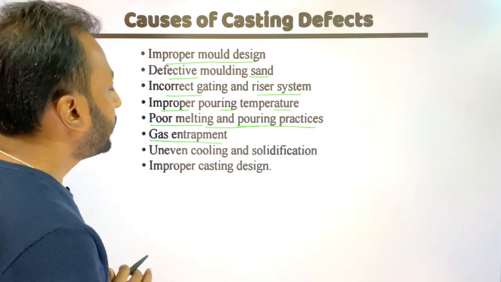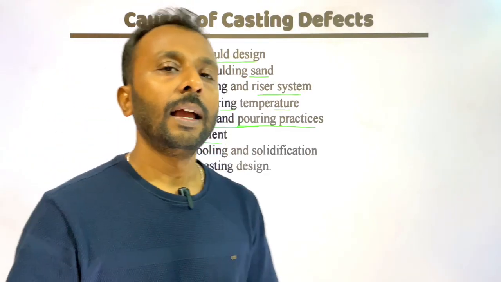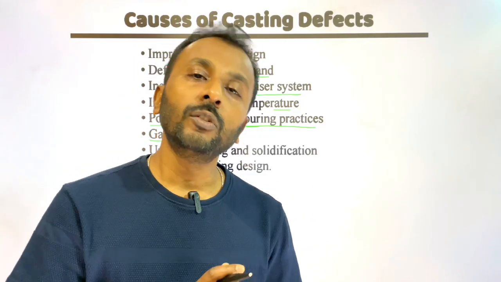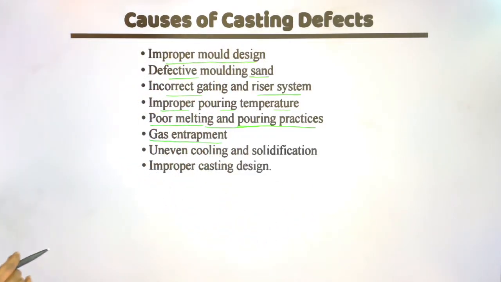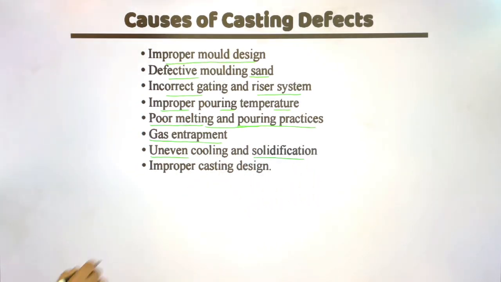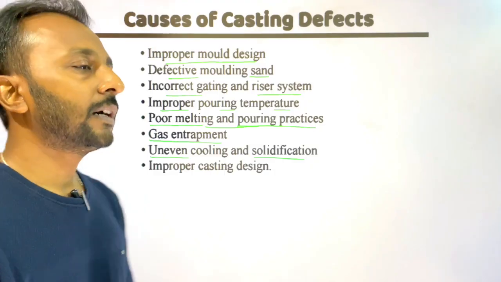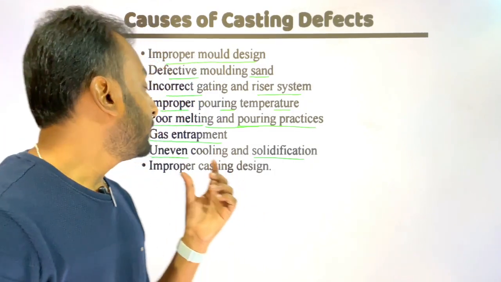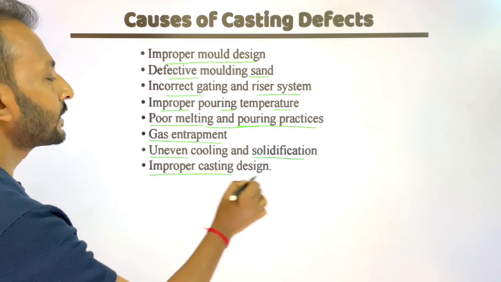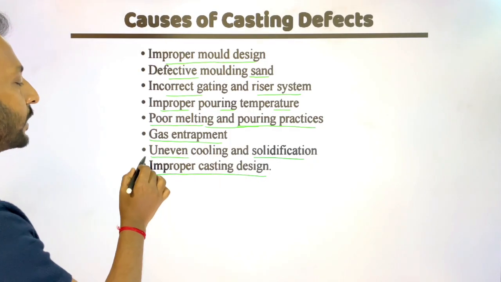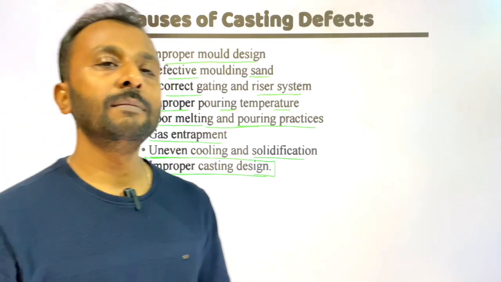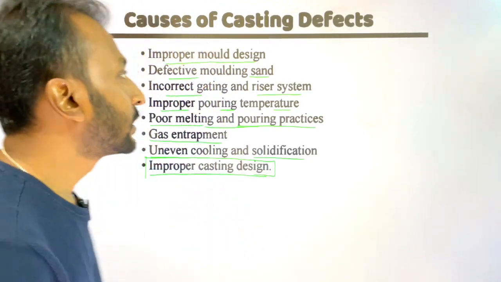Gas entrapment. When we are doing casting and the produced gas is entrapped in the molding box, then casting defects may occur. Uneven cooling and solidification. When we are cooling and solidifying the molten metal, if it is uneven, then the casting defect may occur. Improper casting design. This is the final point. If we design the casting in an improper way, then the casting defects may occur.